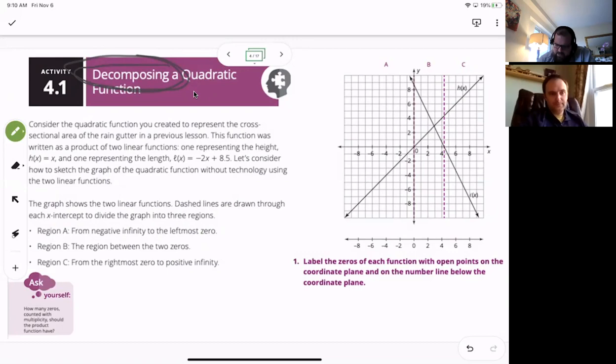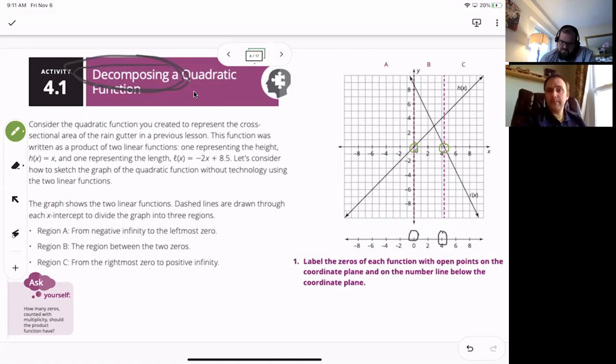So I see our lines, and they also tell us that these dashed vertical lines break this up into some specific regions based on where we have zeros in between the zeros. So it says label the zeros of each function with open points on the coordinate plane and on the number line below. So does that mean they want us to do an open dot here and an open dot there? I think so. That seems to be the way that's being phrased.